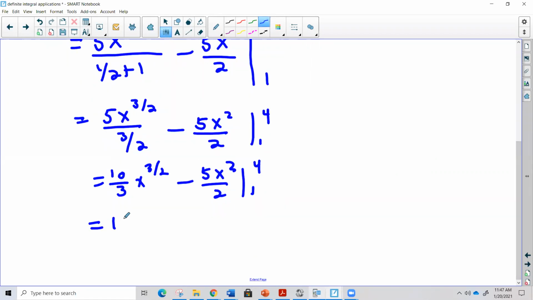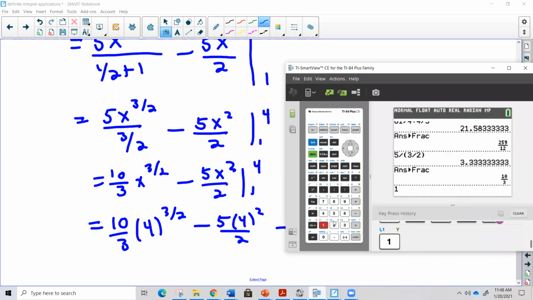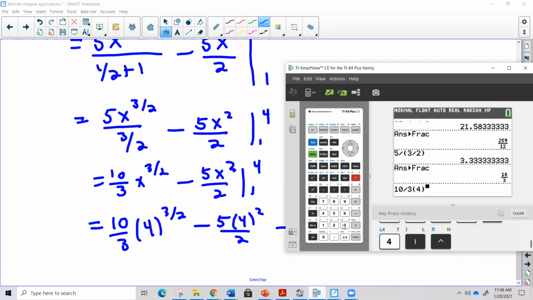And then I'm going to plug in my upper bound to each term, minus, and then I'm going to plug in my lower bound to each term. Now, it's completely up to you. If you want to type this whole thing in your calculator, you can. If you want to do it in pieces, you can. If you're going to do it all at one time, just be really careful when typing it in.